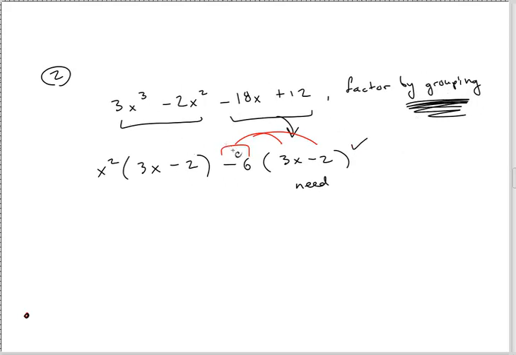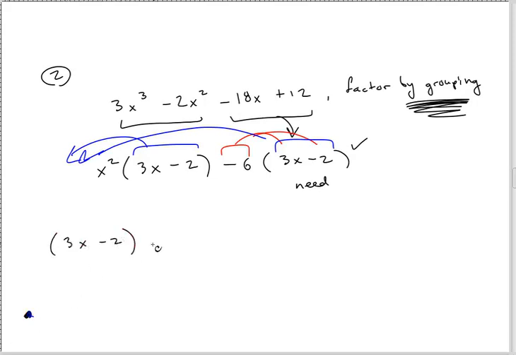We separated in our groups, but the rest of the process is that, I'm going to have to use a different color here, that we take this 3x minus 2 and we pull it to the front. Now some folks pull it to the back. That's fine. I'm a front puller, I guess you can say. And so we got 3x minus 2 in the front.